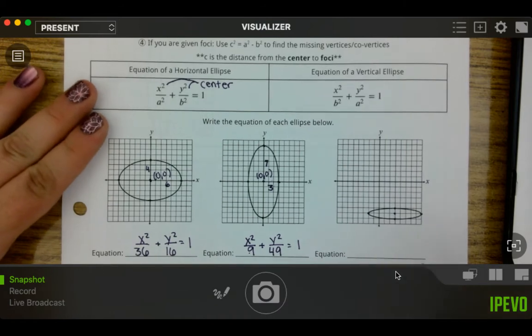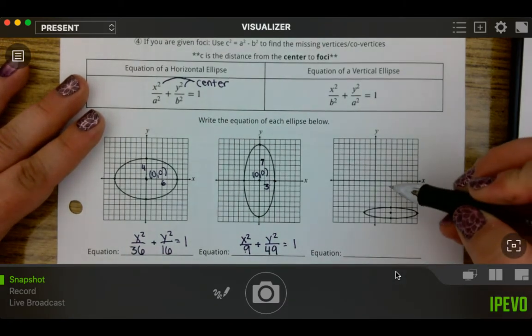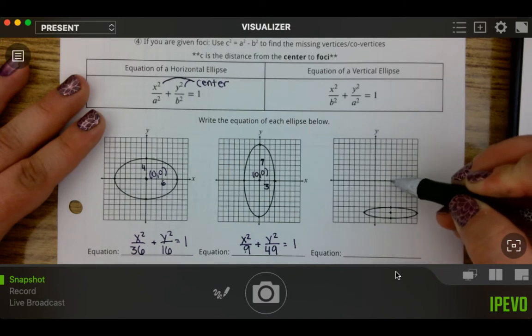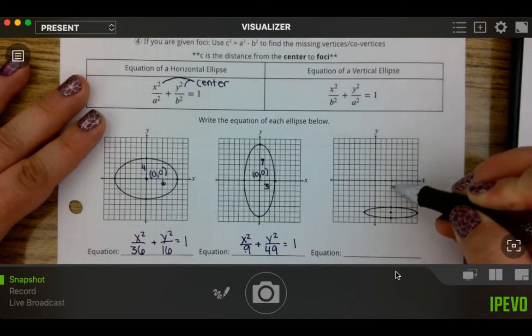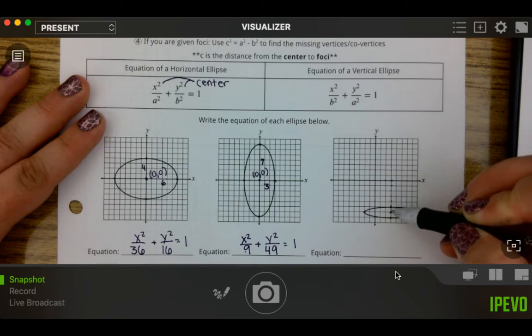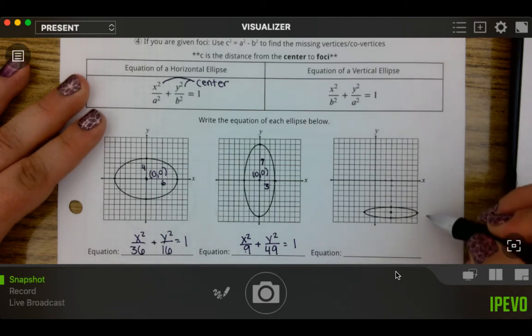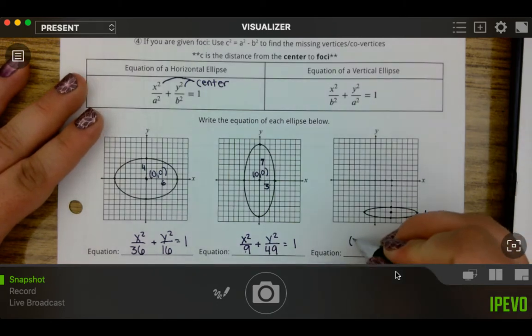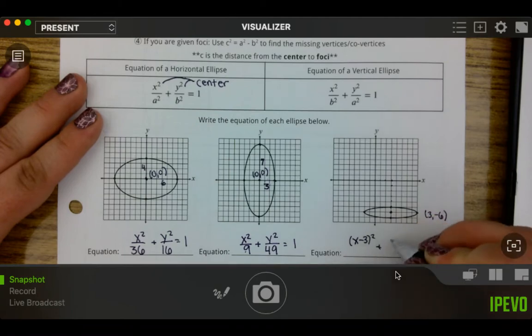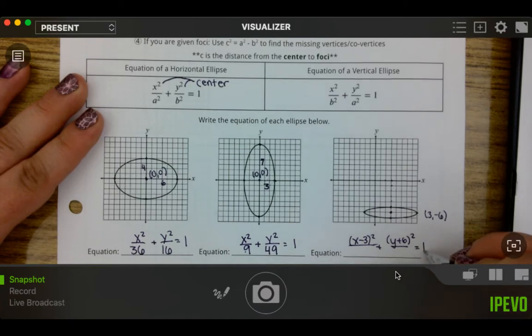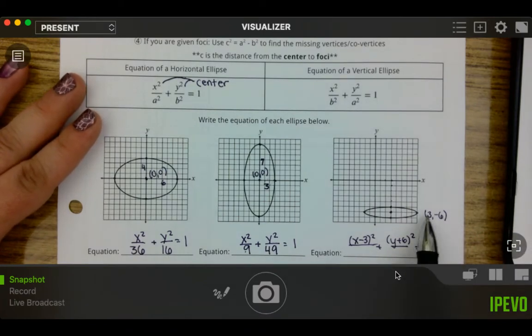And now we have one that is not centered around 0, 0. Instead, it's centered around 1, 2, 3, 1, 2, 3, 4, 5, 6. So 3, negative 6. What that means is we're going to have an x minus 3 in parentheses and a y plus 6 in parentheses. Kind of like when we were doing circles, they just become the opposites in parentheses with the variable that they go to. So this is the x value, it goes with x. This is the y value, it goes with y.